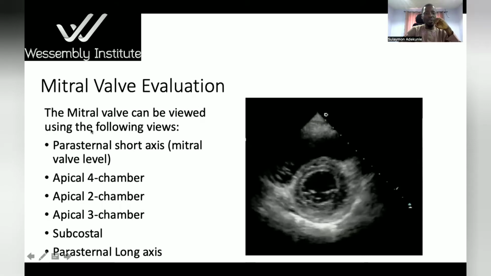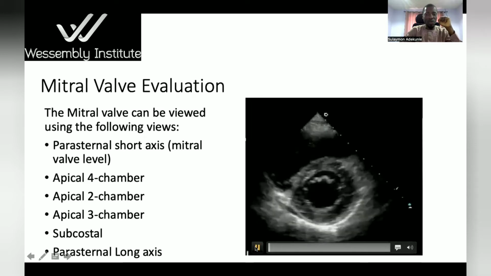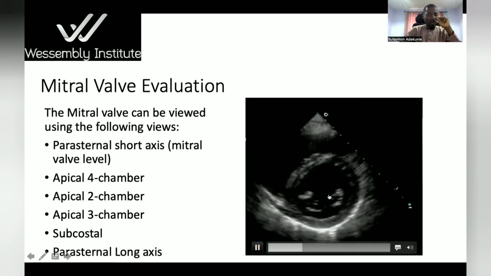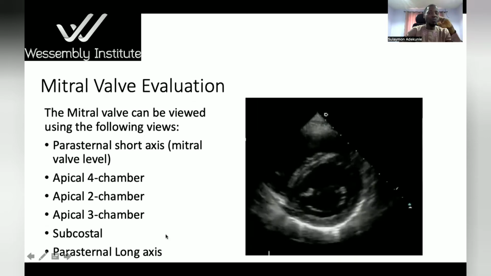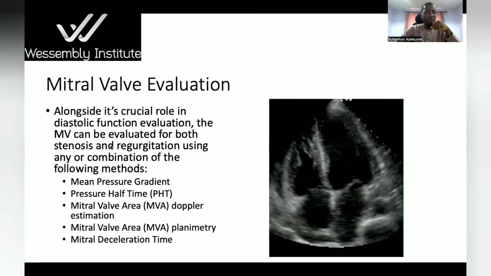Also, the mitral valve evaluation involves viewing it from several views, such as the parasternal short axis mitral valve level, which is what we have here. You can see the fish mouth appearance of the mitral valve at the parasternal short axis level. Then we have the apical 4 chamber, apical 2 chamber, apical 3 chamber, subcostal, parasternal long axis. You can see the mitral valve in quite a number of views.